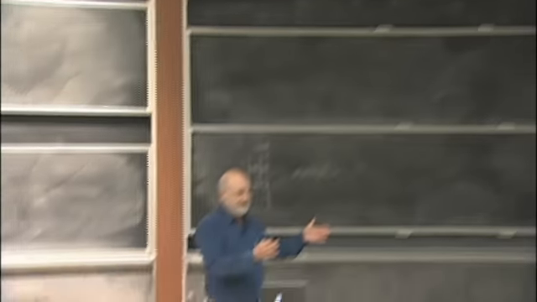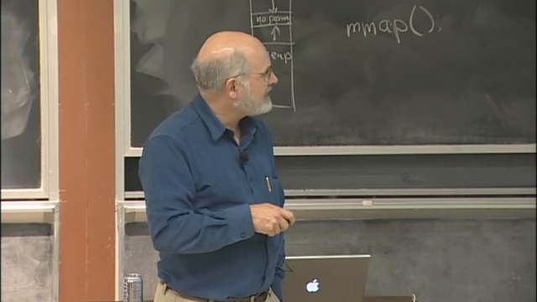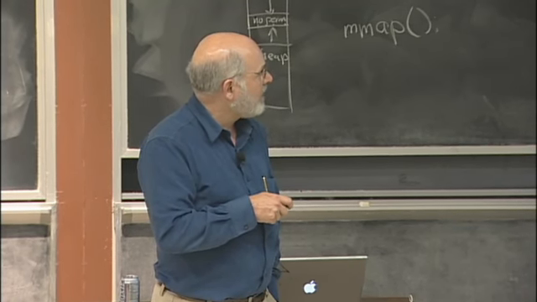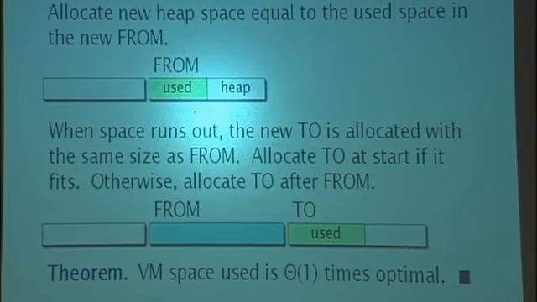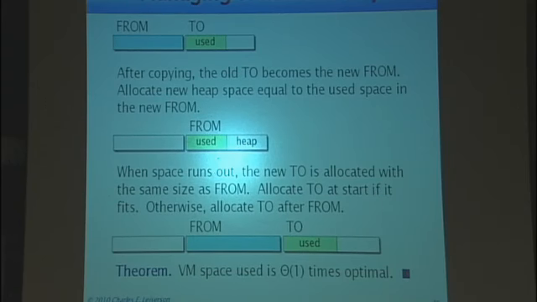Okay? So it keeps everything sort of compact towards the front end here. So in this case, I had to allocate 2 here. If the used had been very small, I could have allocated just a very small amount for the heap. When I was done, the new 2 space would have fit at the beginning. I would have allocated it at the beginning.